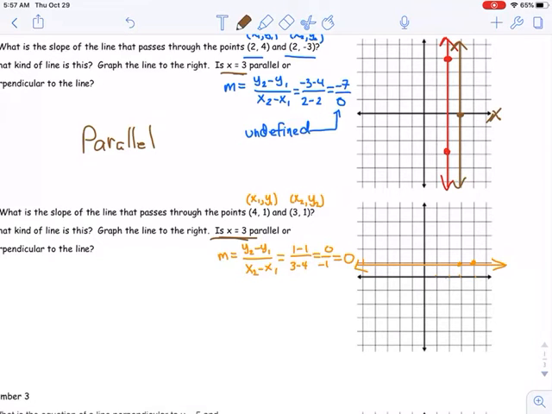So on my x-axis, I'm going to find 3. Then I'm going to make a line that goes straight through it. All right, and in this case right here, the lines are perpendicular.